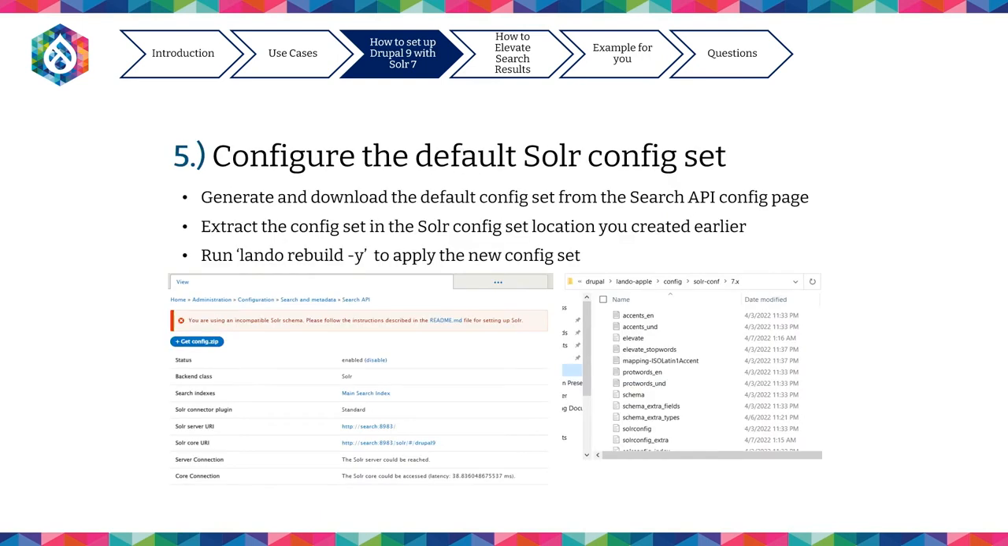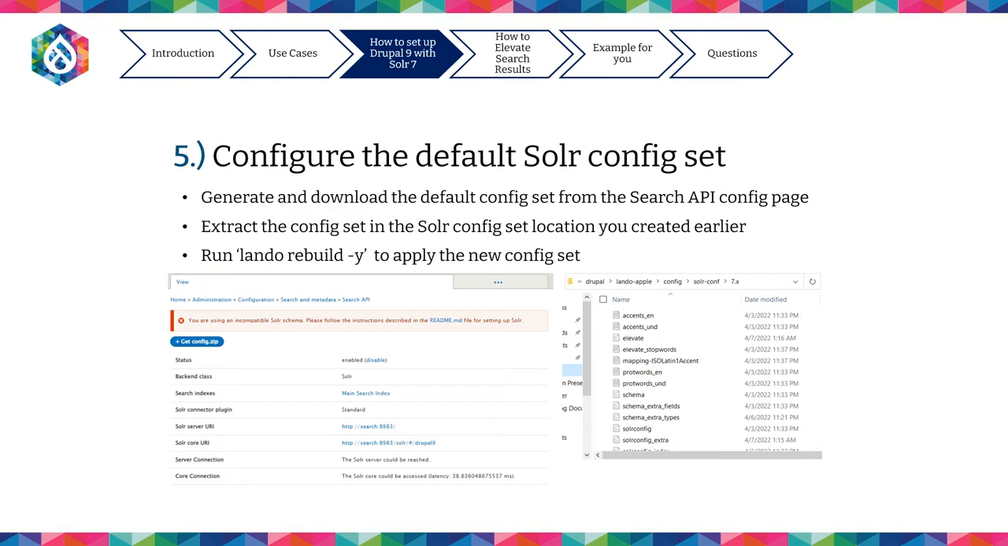Okay, the fifth step to standing yourself up locally with Solr 7, with Drupal 9, is making sure you configure the right config set. This is really important because if you don't do it, you'll get an error message saying you have an incompatible Solr schema, and this could really block your efforts in upgrading Solr. So fortunately, though, it's easy to resolve it.